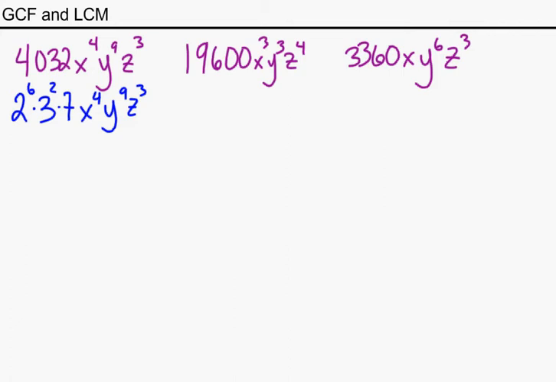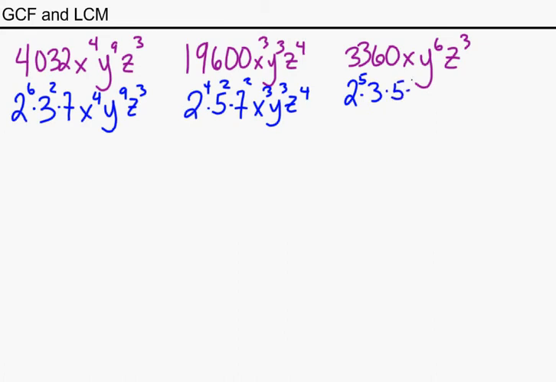For the 19,600, it's really 4 2's times 5 squared times 7 squared. X to the 3rd, y to the 3rd, z to the 4th. Again, the factor trees aren't difficult, they just take a little time and effort. Lastly, 3,360 really has 2 to the 5th times 3 times 5 times 7. And then x, y to the 6th, z to the 3rd. That's the hardest part of the whole problem, getting those factor trees correct.